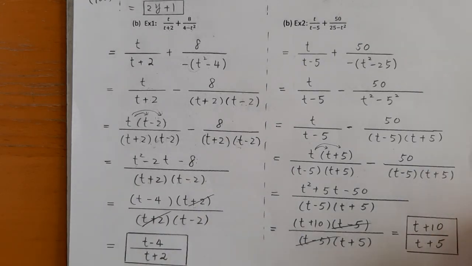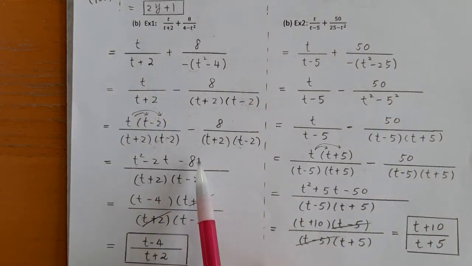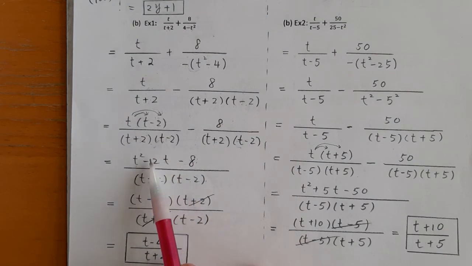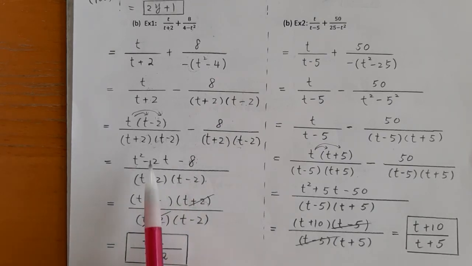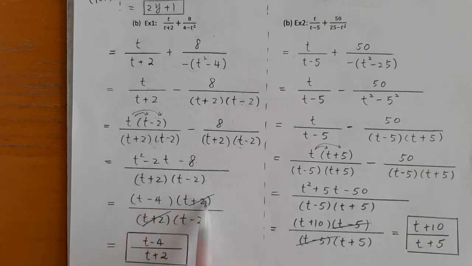We need to find two numbers that multiply together to give negative 8 and add together to give negative 2. So you can try 4 and negative 2, or negative 4 and 2. Negative 4 times positive 2 is negative 8. Negative 4 added to 2 is negative 2. So negative 4 here and 2 here is correct.